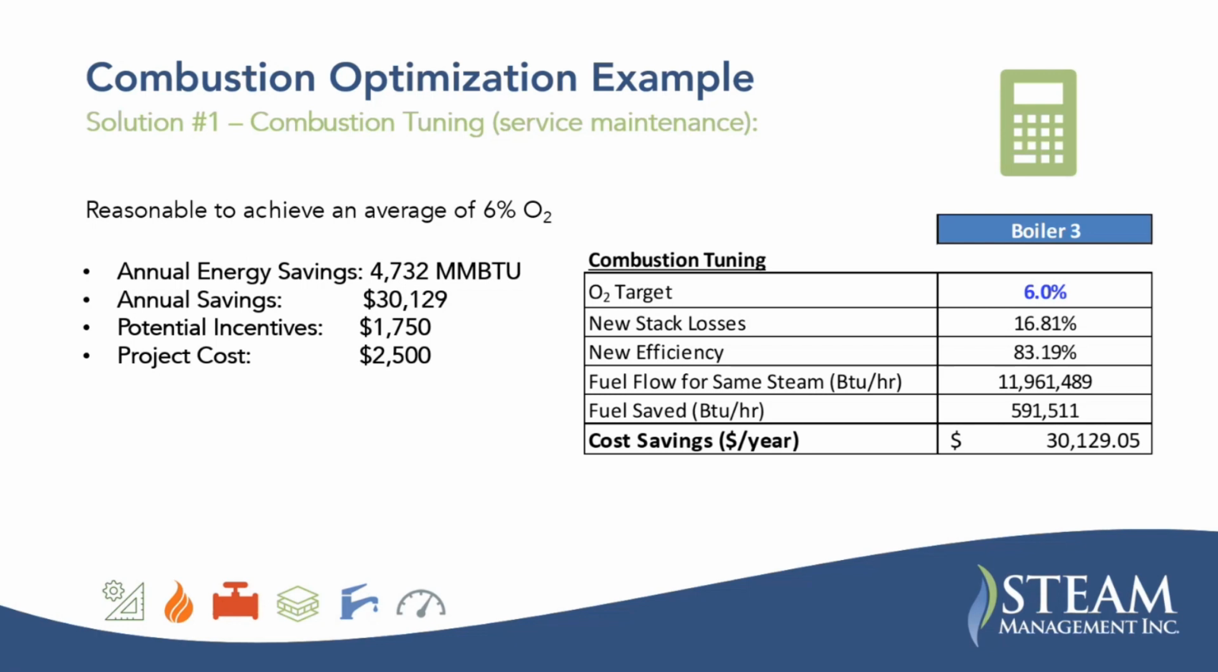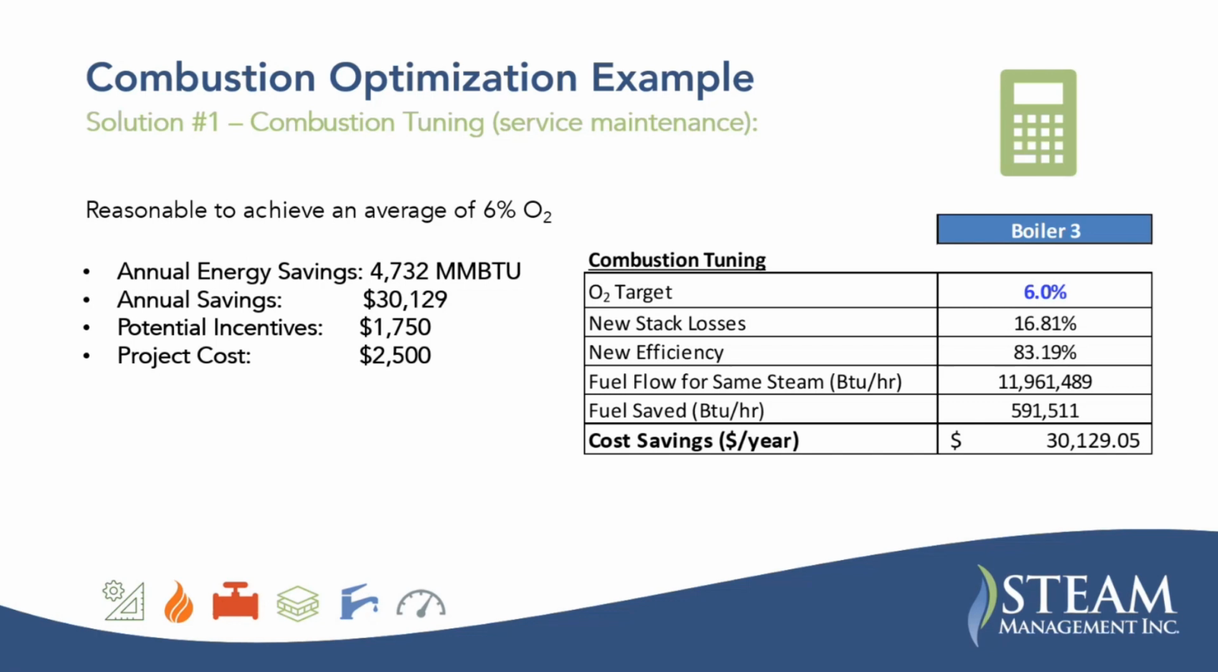So you have the technician come in, tune the burner, get down to 3, 4, 5% O2 across the firing ranges, and then it slips out. And so on average, it's 6%. Your savings are about $30,000 per year. You've got some incentive there, possibly, depending on what area you're in. And the project cost $2,500.